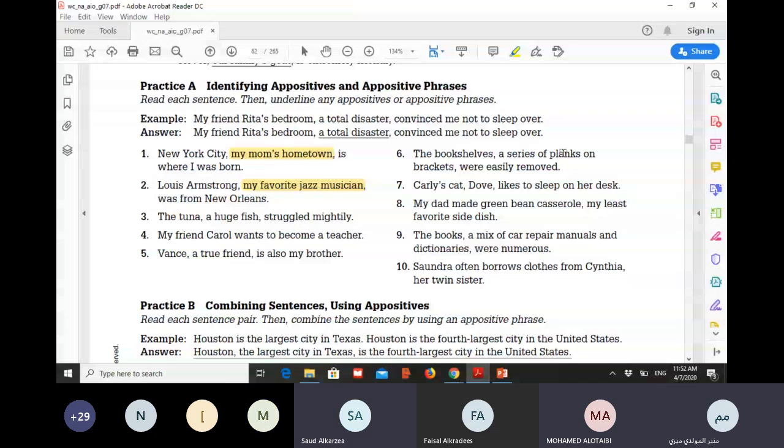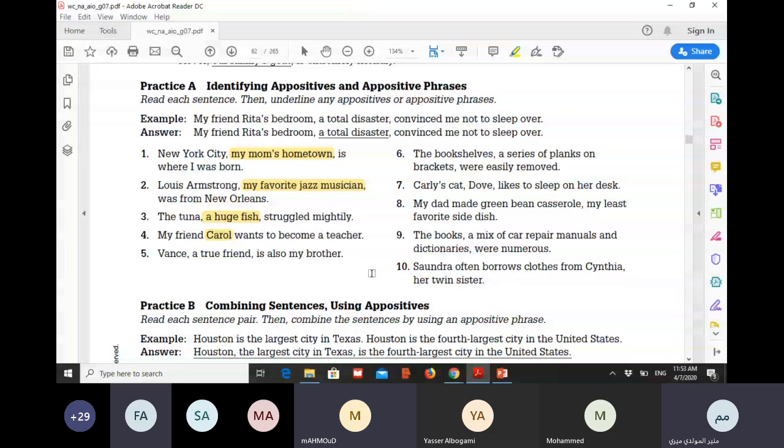Yasser: The tuna, a huge fish, struggled mightily. A huge fish. Excellent. Mohammed: My friend Carol wants to become a teacher. Carol. Excellent. Mahmoud: Vice, a true friend, is also my brother. Brother.